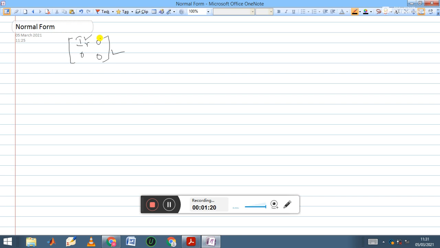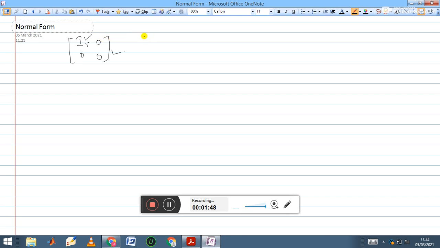What is the difference between echelon form and normal form? In echelon form, to reduce the given matrix we make use of only row operations, but in the case of normal form we use both row operations as well as column operations. So finally, whatever matrix we get should contain an identity matrix or unit matrix.